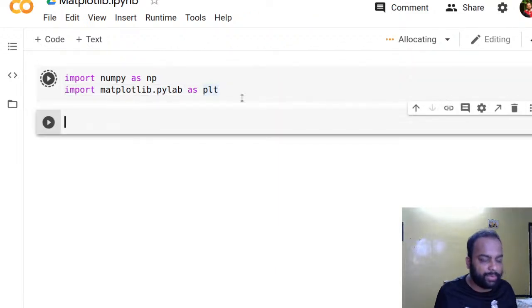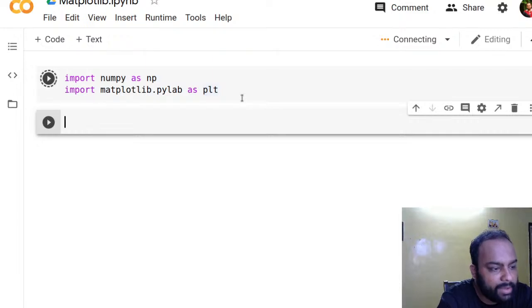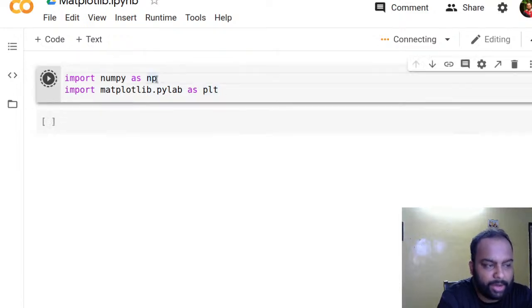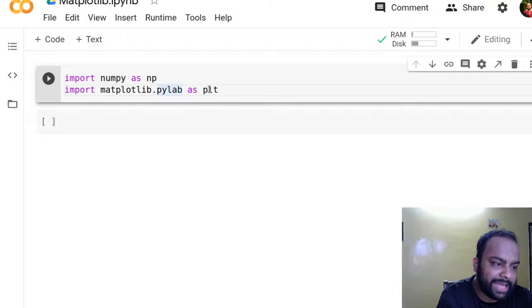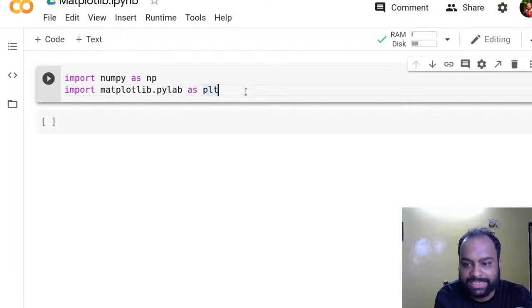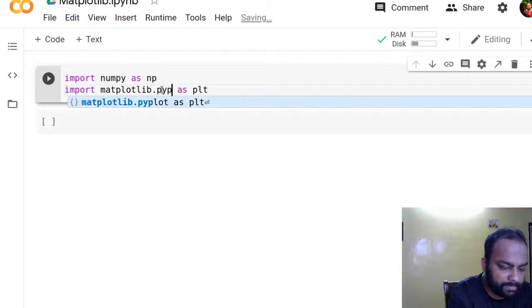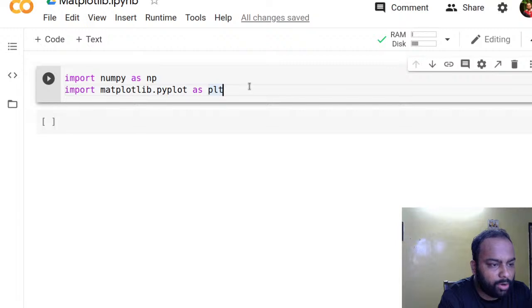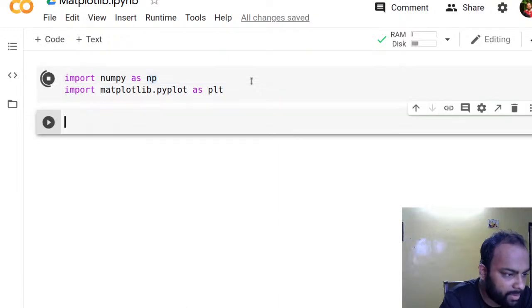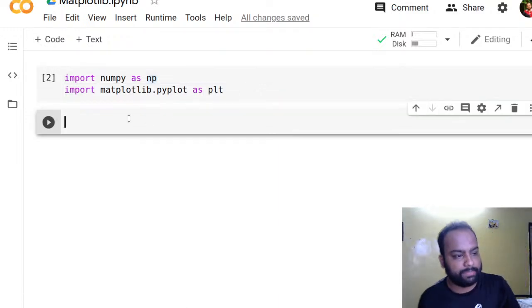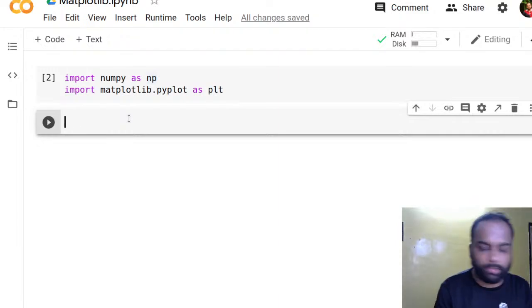So these are the two standard imports that people do. We would import NumPy, and we would import matplotlib.pylab as PLT. This is an alias. You could call it anything, but NP is a standard alias and PLT is also a standard alias. If somebody sees PLT, it is understood that it is referring to matplotlib.pylab. Or rather, I would say pyplot. So I'm not importing PyLab, let's import pyplot. I'm only importing the plotting library as PLT. Let me just rerun that. So these are the two standard imports we can do.